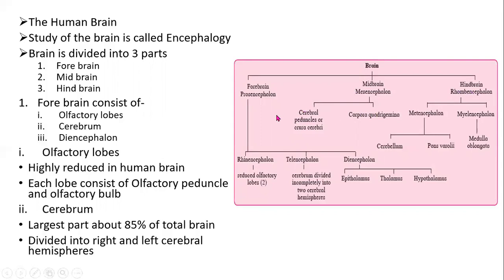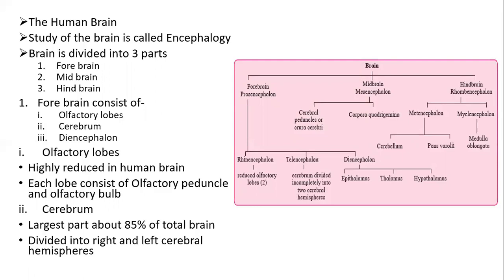Forebrain having the parts, that is rhinencephalon, olfactory lobes. Then cerebrum, the largest part, which is known as telencephalon. Cerebrum divided incompletely into two cerebral hemispheres. And the third one, that is diencephalon. This diencephalon is also divided into three parts. That is epithalamus, thalamus, and hypothalamus.